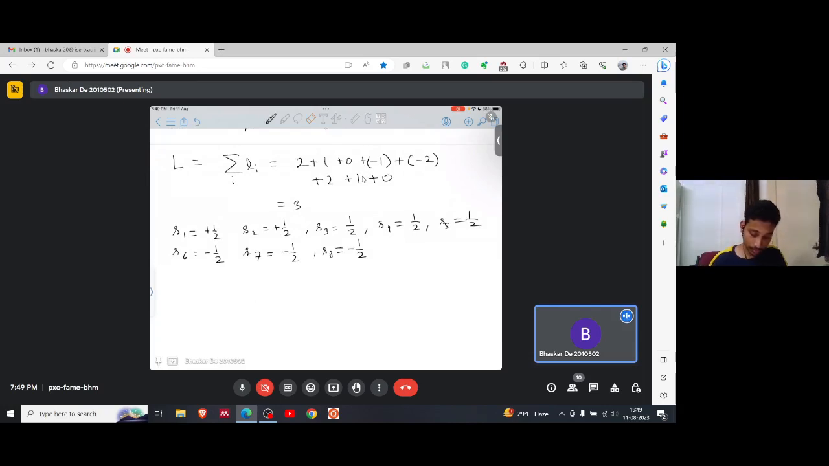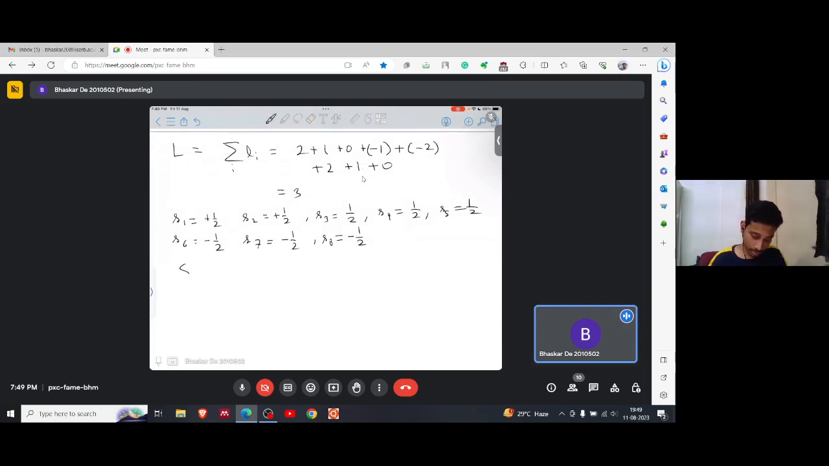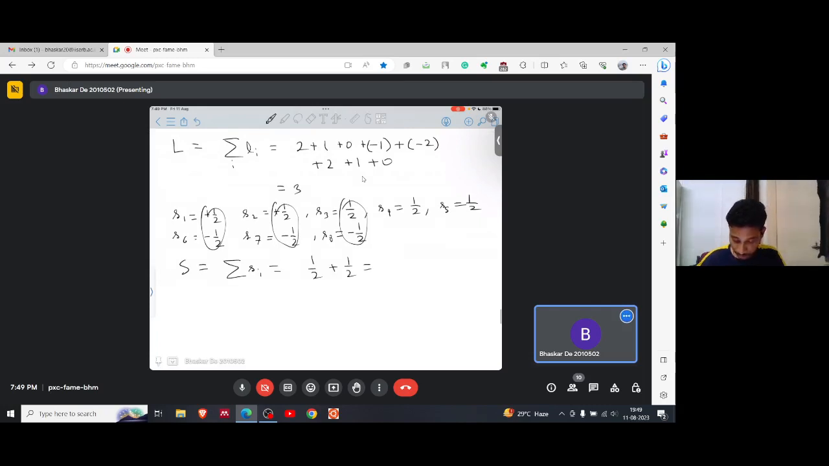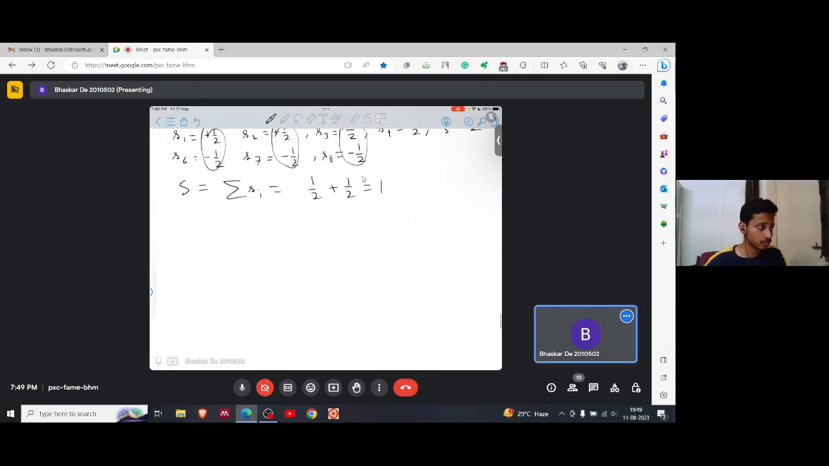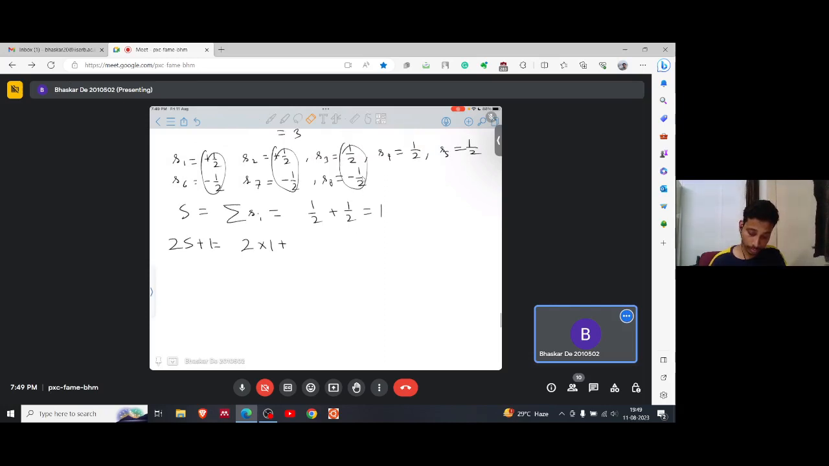Now as we have written the S for 8 electrons, the capital S will be the summation of Si. These two will cancel out, these two will cancel out, these two will cancel out, so there will be half plus half, it will be 1. So S equal to 1, and 2S plus 1, the spin multiplicity, will be 2 into 1 plus 1, that will be 3.